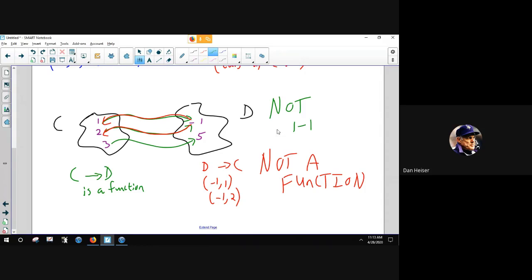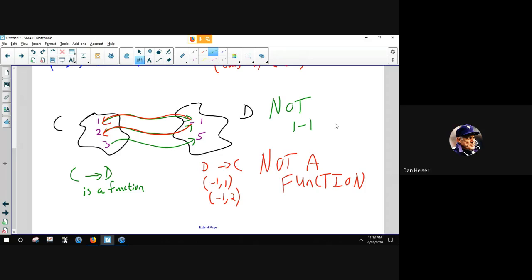We don't need 1-to-1 to be a function. Going from here to here is a function. Going from left to right, that's a function. Every x gets one y. I don't have two arrows leaving any one number. But if I reverse the procedure, now we have a problem because this y value has two arrows coming to it. It's not reversible, which means the reverse is not a function. And it's not a function because the original setup was not 1-to-1.